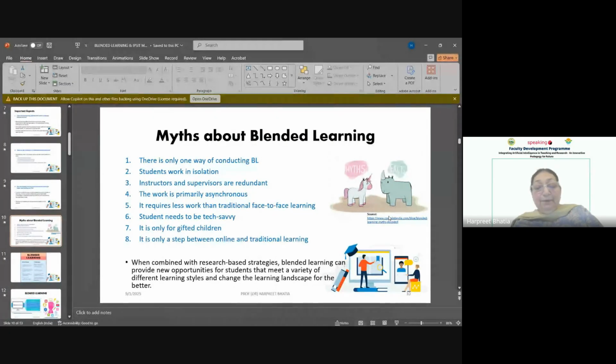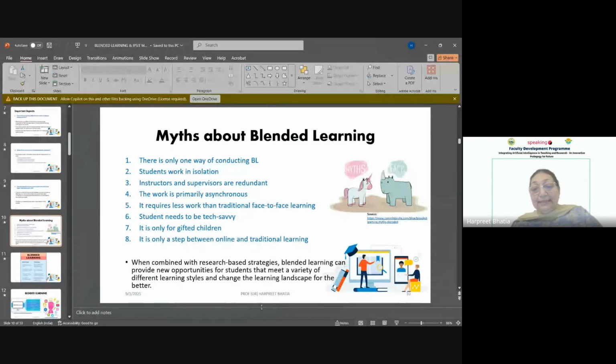And there are some people who think that it is one step between online and traditional learning. So that also we can already see, and as we go on, we will also see further that it is a totally different thing and not to be mixed up with, for example, what we were doing during COVID, taking classes online. Is that blended learning? No, that's not blended learning. Taking an online class is different from blended learning.